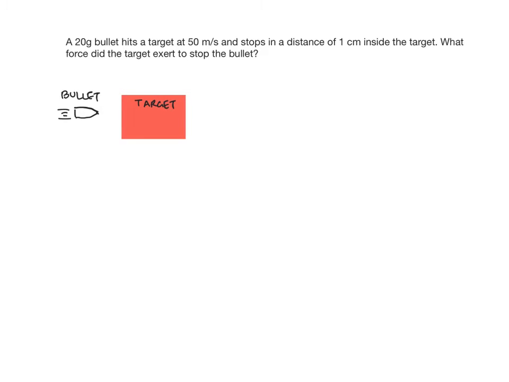So let's consider the initial and final situations or energies of the bullet. Initially, the bullet has a speed of 50 meters per second and therefore has some kinetic energy. The final situation sees the bullet embedded in the target, or at least partially inside the target, but stopped, and therefore has zero kinetic energy. In this case, there are no changes in potential energy because the bullet remains level.